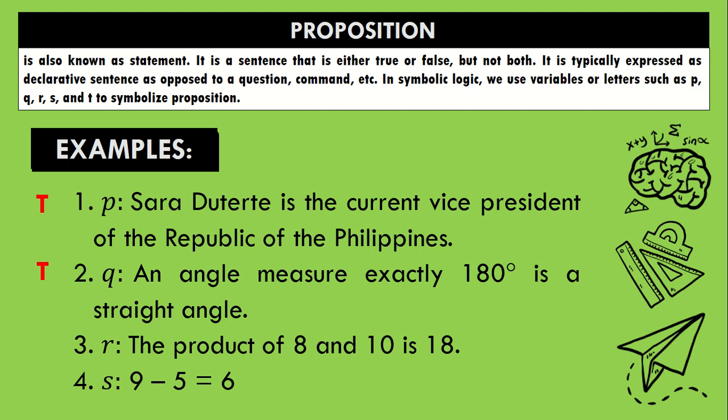The truth value here is false, so it's capital F, because the product of 8 and 10 is obviously 80, not 18. The next one we have here, 9 minus 5 is equal to 6. Obviously this is a false proposition, because the difference between 9 and 5 is 4. So as you can see here, we meet the two requirements: it is in declarative form, and at the same time, it can be identified as true or false, but not both.